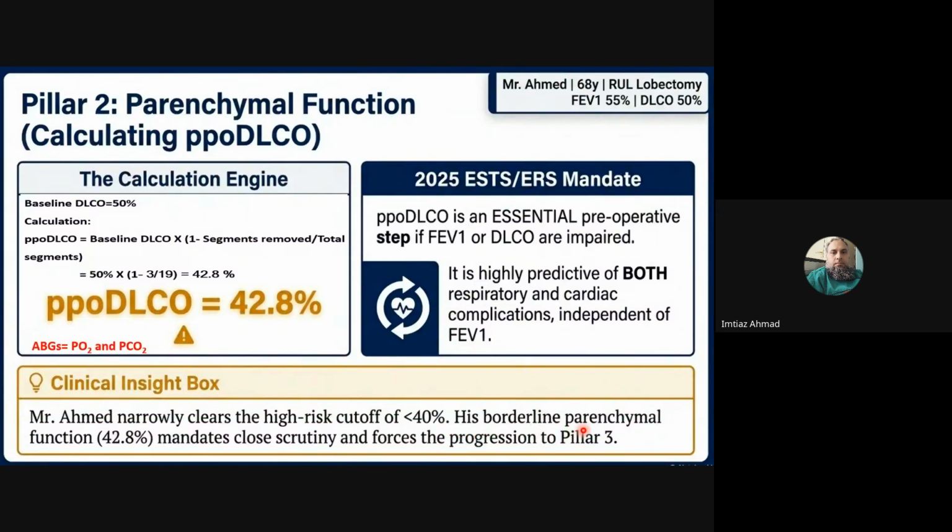His borderline parenchymal function, that is 42.8%, mandates close scrutiny and forces the progression to the third pillar. In the past, ABGs were also used to find out the preoperative PO2 and PCO2. If PCO2 was above 45, then the patient was considered high risk for surgery. According to the 2025 ESTS mandate, predicted post-operative DLCO is an essential preoperative step if FEV1 or DLCO are impaired. It is highly predictive of both respiratory and cardiac complications independent of FEV1.